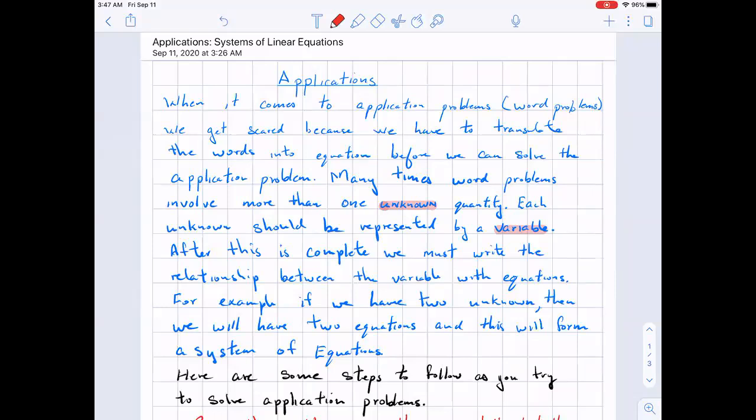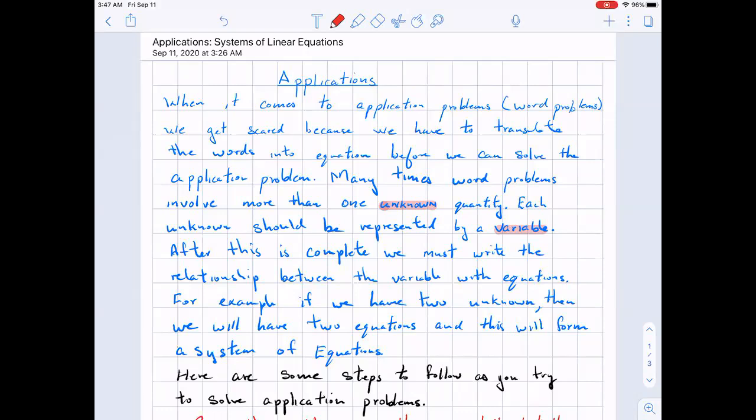Today, we will look at application problems. When it comes to application problems, also known as word problems, we tend to get scared. A bunch of reasons why. I think the main reason is because, in general, we tend to be afraid of math, and now we're seeing math in words. And we have to translate those words into equations before we can solve the application problem.